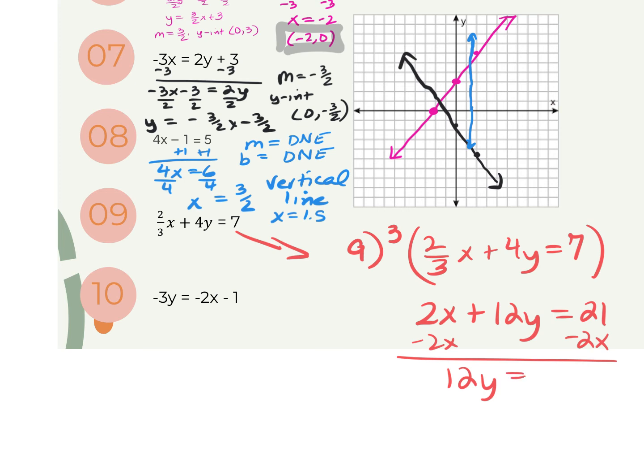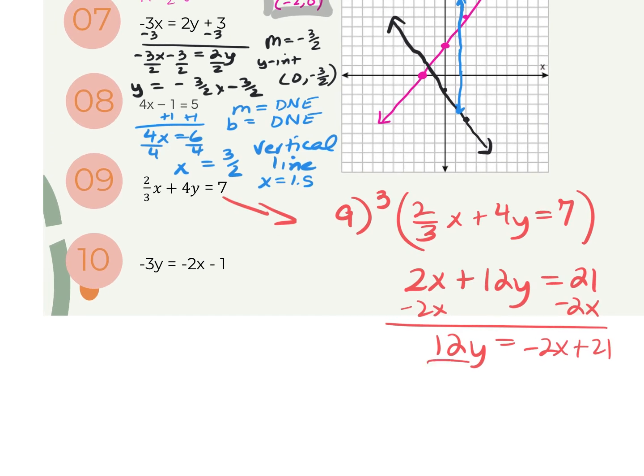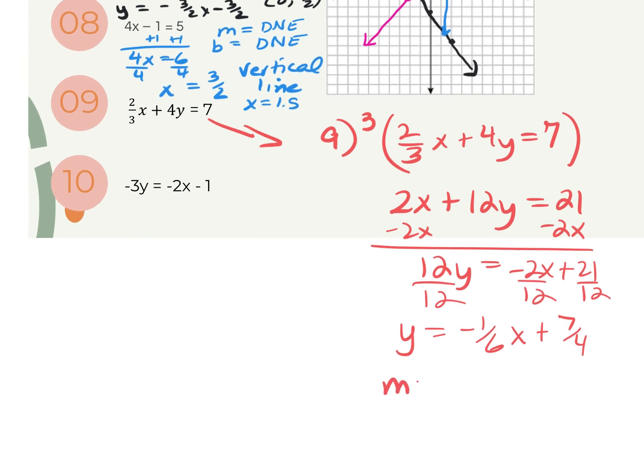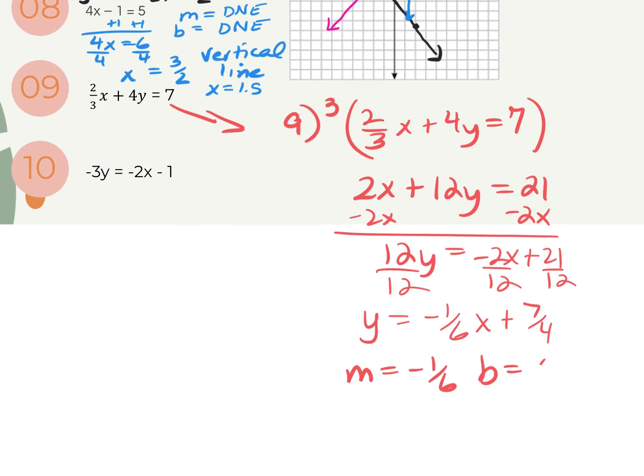Now at that point, I could have also done cover up. Divide by 12. y equals negative 1/6 x plus 7 over 4. I can reduce 21 over 12 to 7 over 4. Now this one will be a little bit more challenging to graph. My slope is negative 1/6. My b, my y-intercept, is going to be the ordered pair 0, 7 over 4. 7 over 4 is 1 3/4.